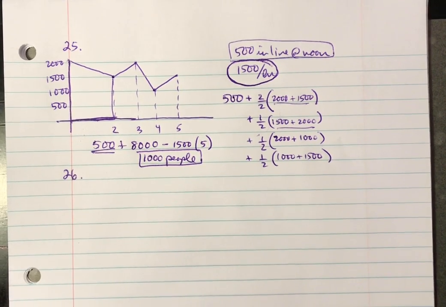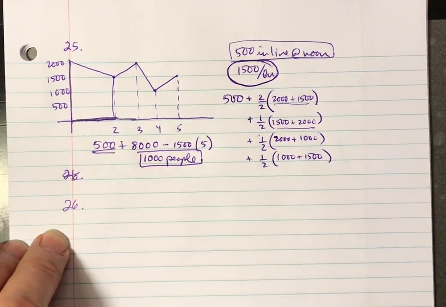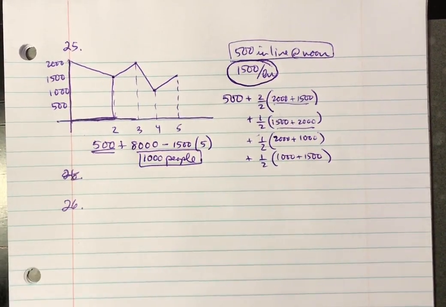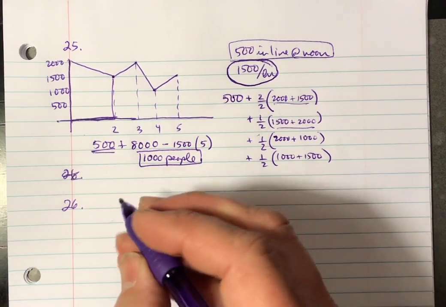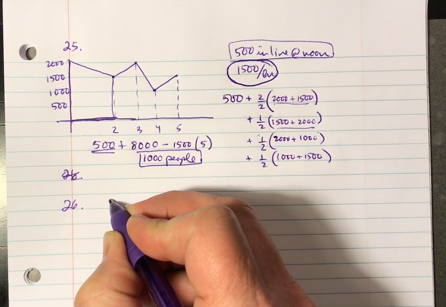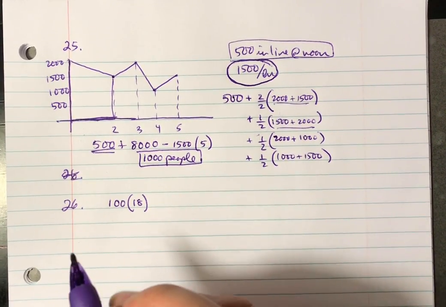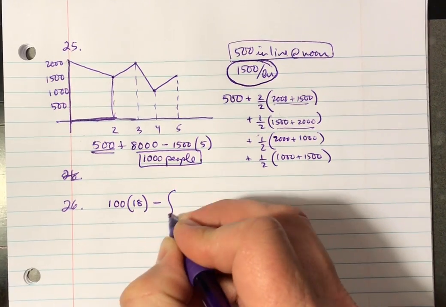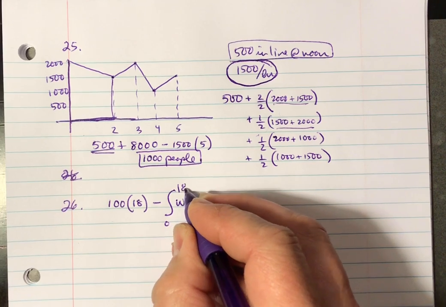And then in number 26, we are talking about water that is coming in and out of a tank. It's being filled at a constant rate of 100 gallons per hour, and then it's being drained at the rate that we're given. So it's filled at 100 gallons an hour times 18 hours, and then minus the amount drained at a particular rate over that 18-hour period.